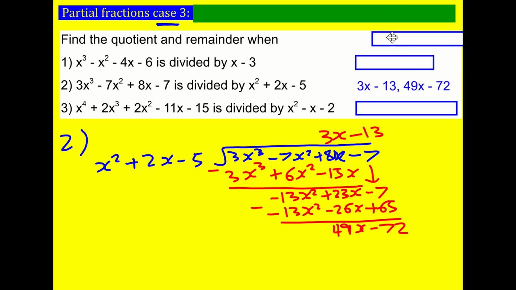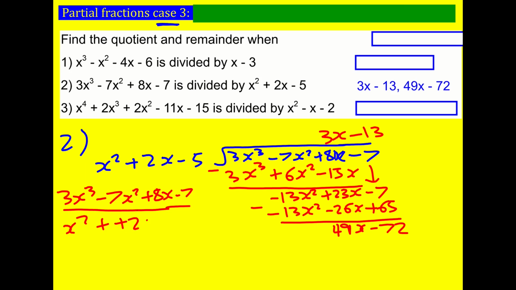I'm just going to check my answer. Yeah, good, I got what I got before. We've actually got a remainder that's not just a number now. It involves x as well, and that's just how it is. And what that actually means is that this thing up here, 3x cubed minus 7x squared plus 8x minus 7 all over x squared plus 2x minus 5, actually equals 3x minus 13.